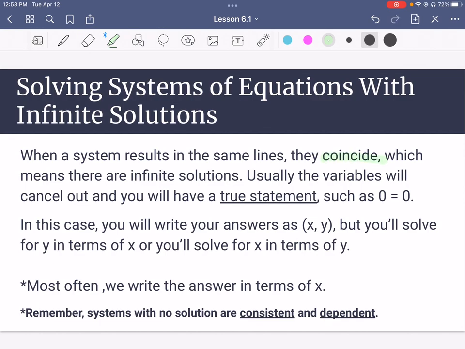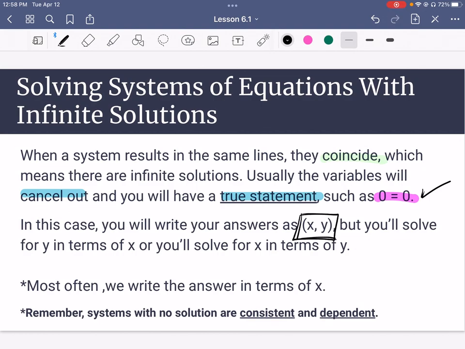Okay, last part of these notes, solving systems of equations with infinite solutions. Remember, we talked about when a system has the same line graphed twice, that means they coincide, or they're graphed on top of each other, and so they have every single point in common. What this typically looks like algebraically is that all the variables cancel out, and you're going to be left with a true statement, such as 0 equals 0. 0 always equals 0.